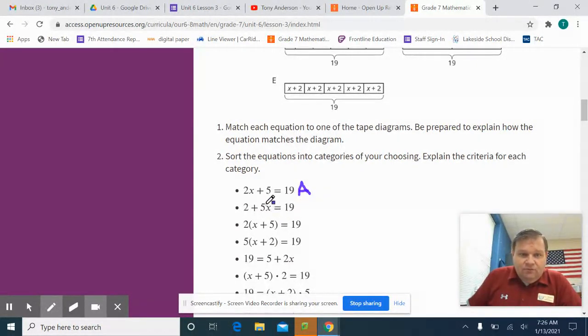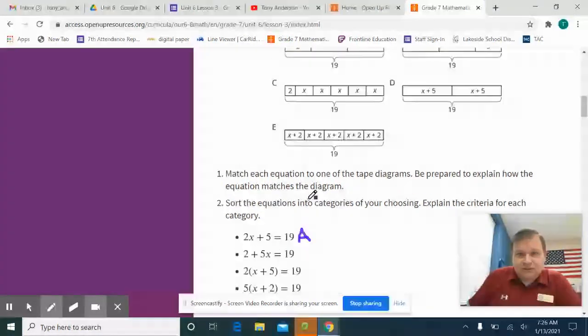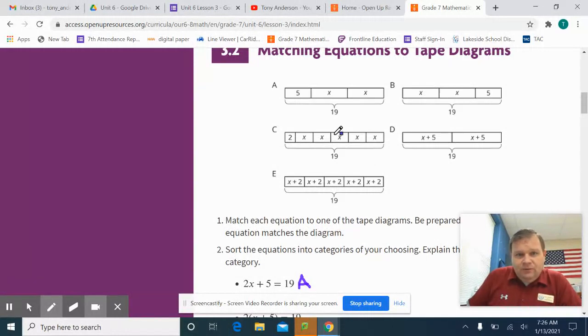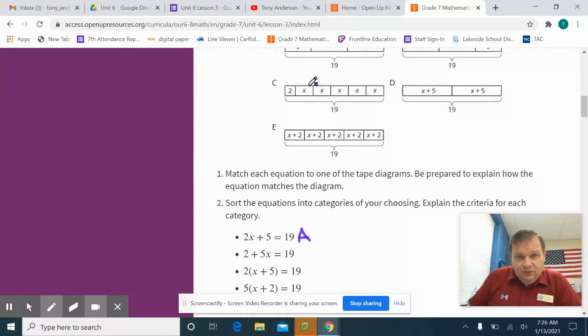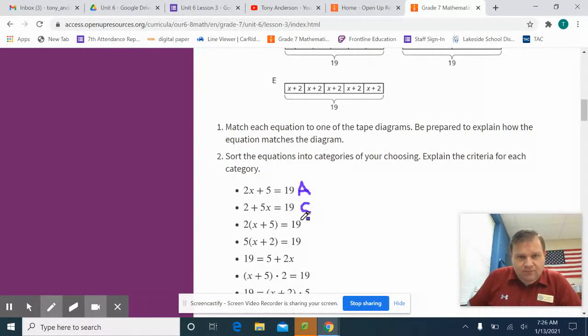This one, we're looking for 5 equal groups of x plus 2. So 5 equal groups of x plus 2 would be this one here. 1, 2, 3, 4, 5, and then plus 2. So this one is C.